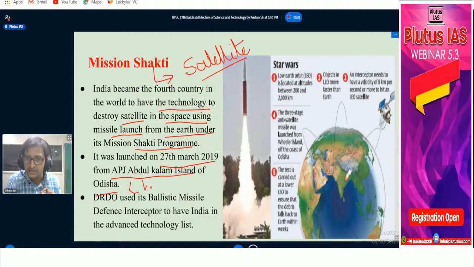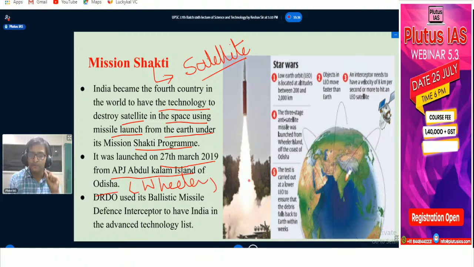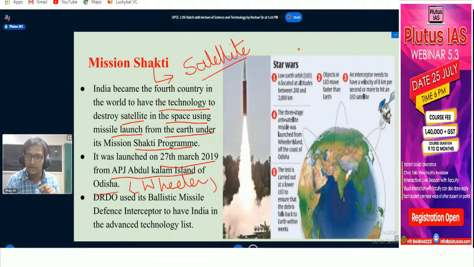It is also known as Wheeler Island. Previously it was known as Wheeler Island. So from APJ Abdul Kalam Island, which satellite was launched? Anti-satellite. That's why it is called ASAT.